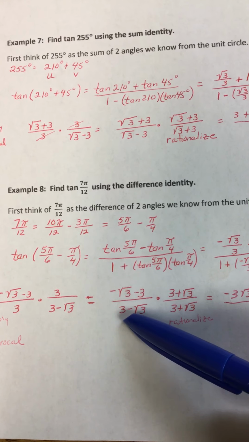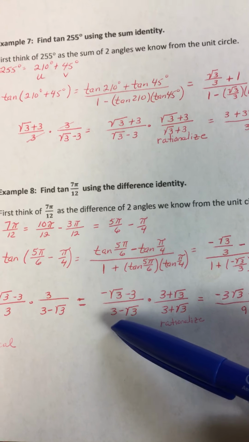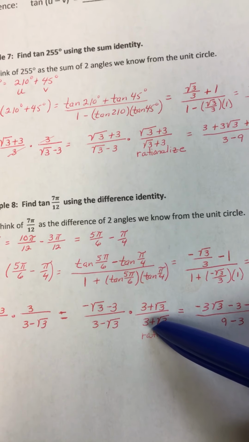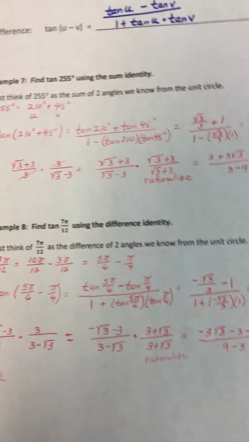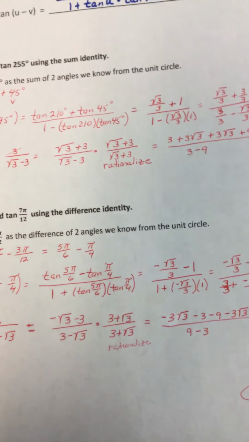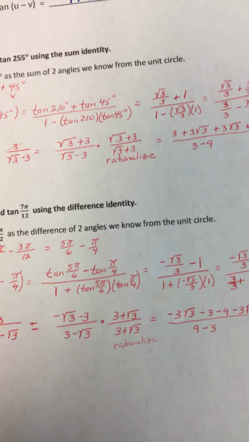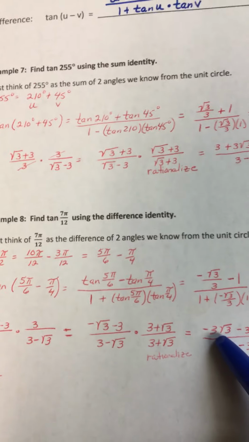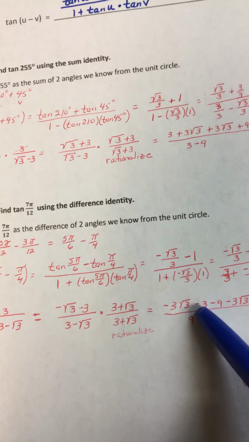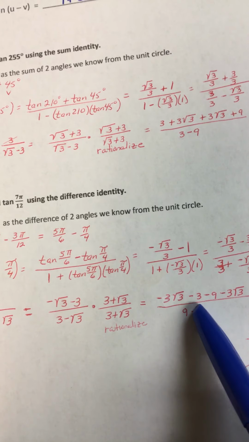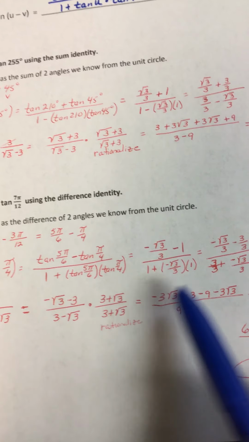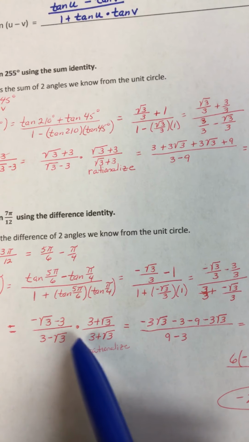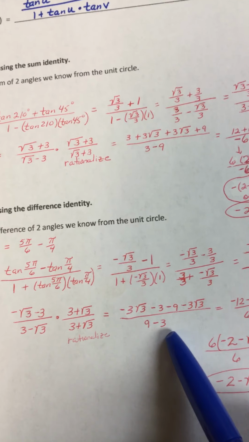And this gets kind of hairy because I have so many negative signs in here. What would I rationalize with? I would use 3 plus the square root of 3 over 3 plus the square root of 3. When I use my FOIL method, I will get negative 3 square roots of 3 minus negative 3 minus 9 minus 3 square roots of 3. In the denominator, I will have 9 minus 3.